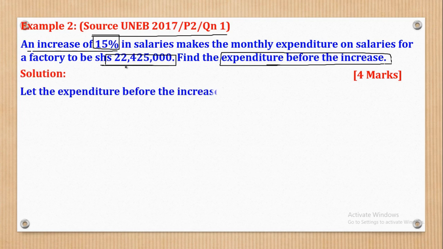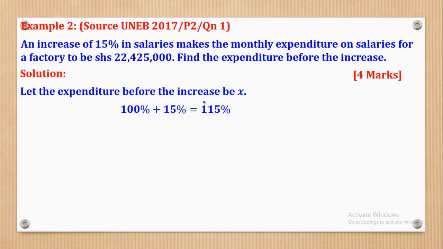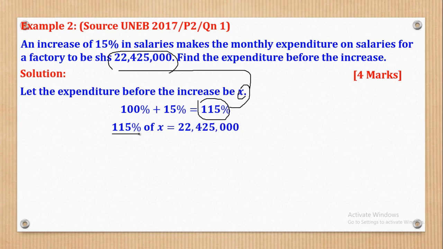We shall say that let the expenditure before the increase be X. What does that mean? Now that this is our old expenditure, we shall first get also the percentage increase, which is the new percentage, which is 100 plus 15 to come up with 115%. Now what does that mean? It means that this new percentage of this old price will give you the new price. Therefore, we shall say that 115% of X will give you the new price, which is that.